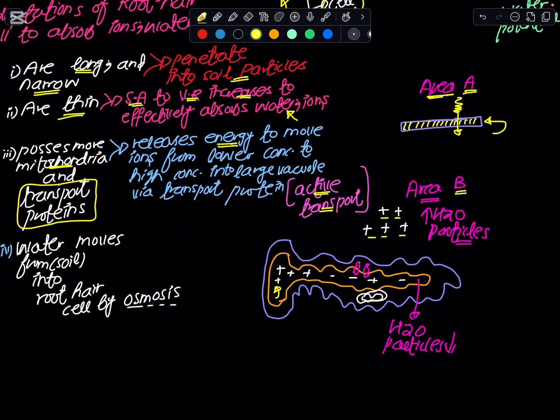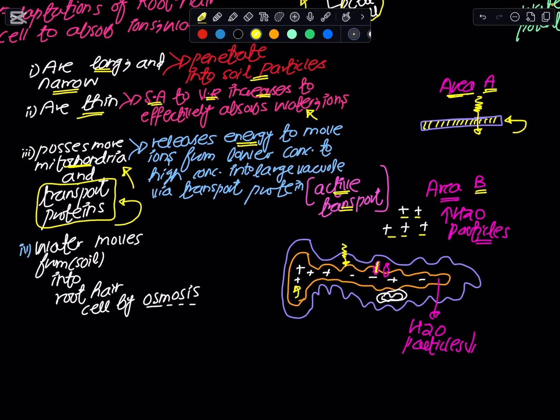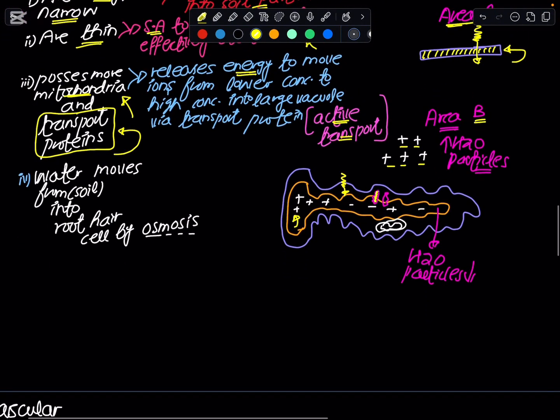And for this absorption of the ions by active transport, these root hair cells not only have the mitochondria, but they also have the transport proteins, because the ions can't simply cross the cell membranes directly, but rather require these transport proteins. So again, this is the feature of the root hair cell: absorbing the ions from an area of lower concentration to an area of higher concentration, against the concentration gradient, and for that they have these mitochondria that would be releasing the energy.